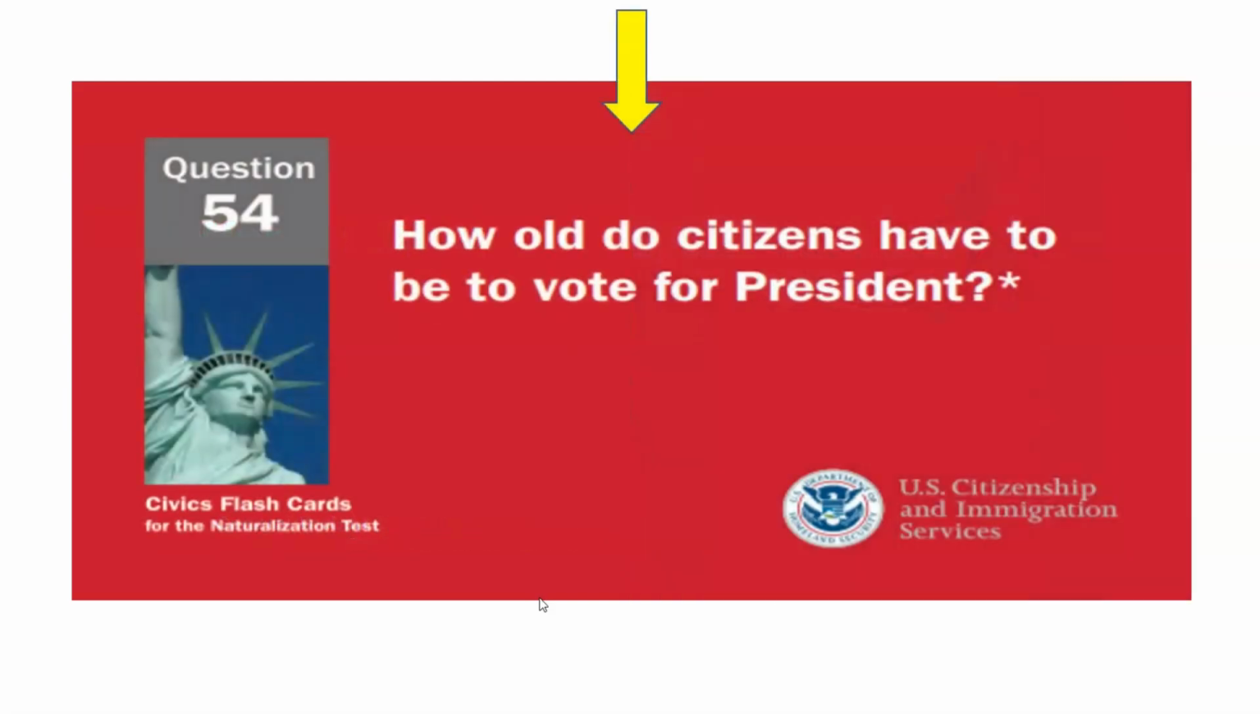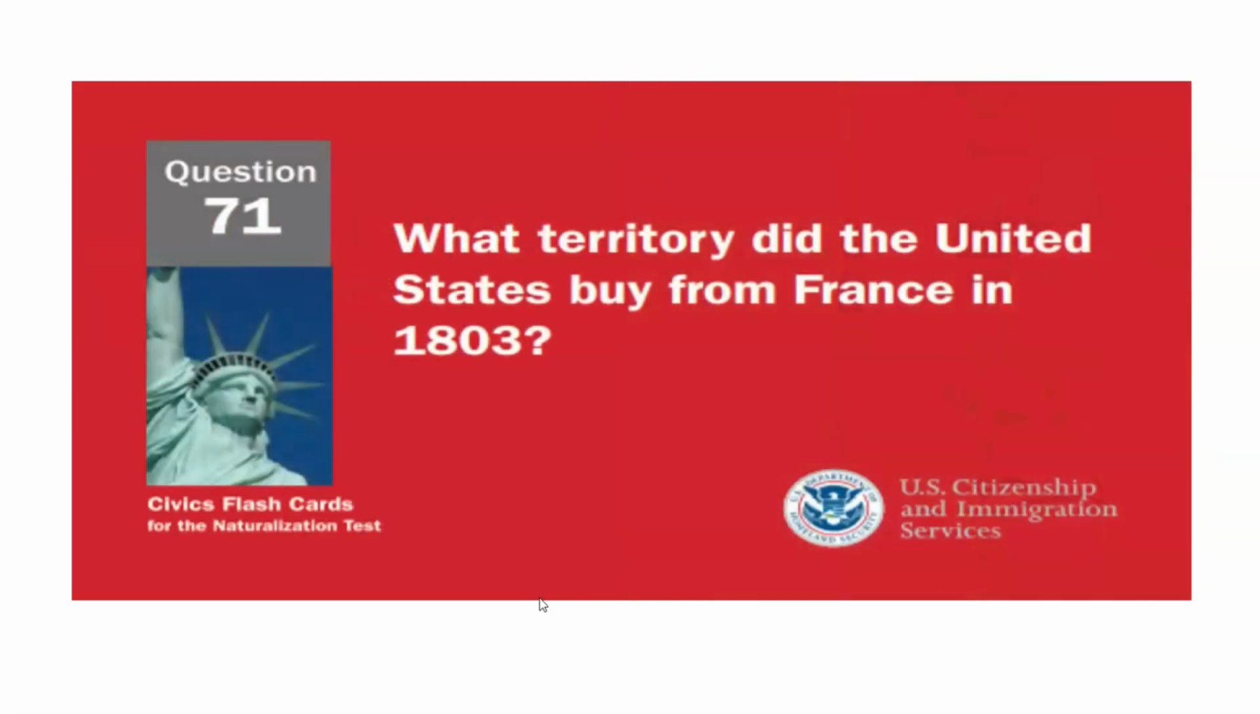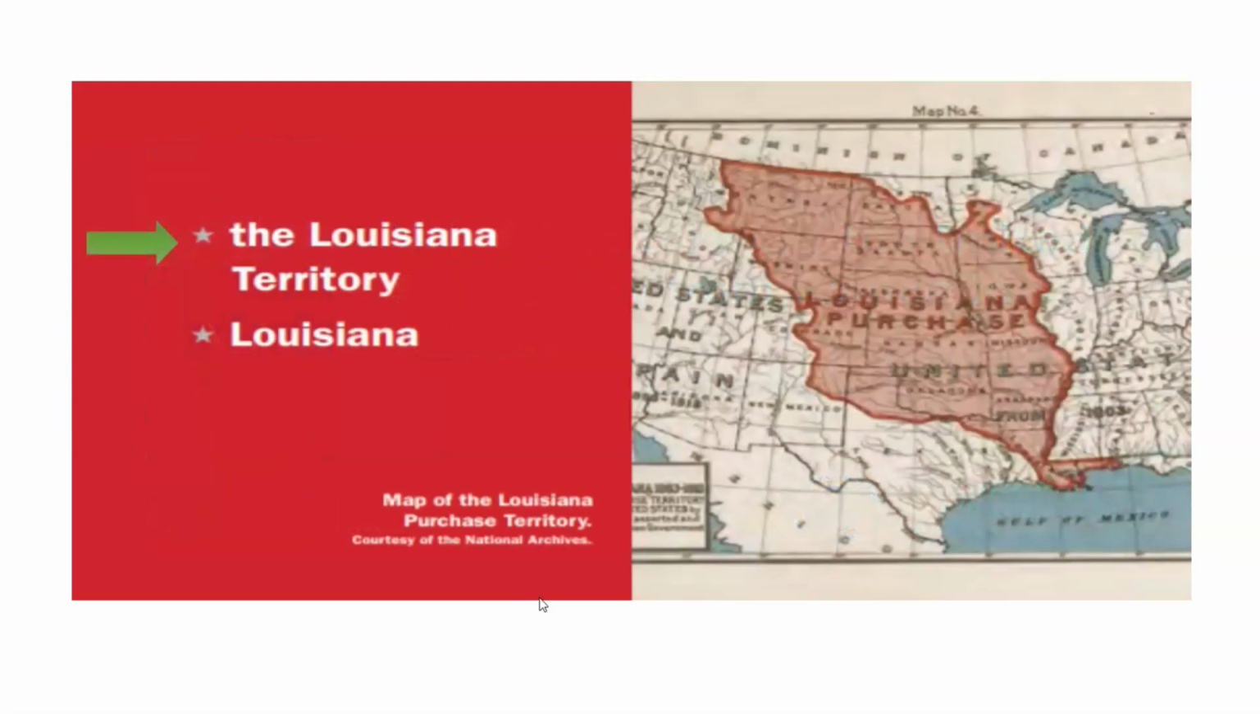How old do citizens have to be to vote for president? 18 and older. What territory did the United States buy from France in 1803? The Louisiana Territory.